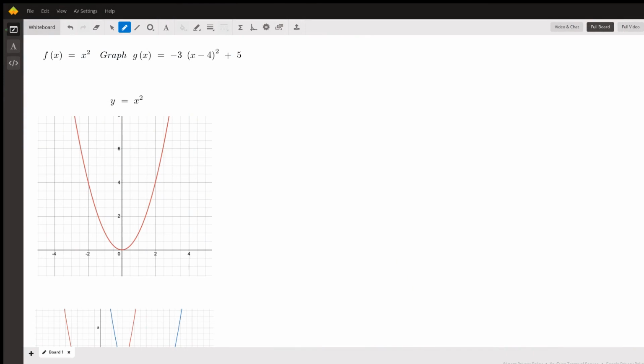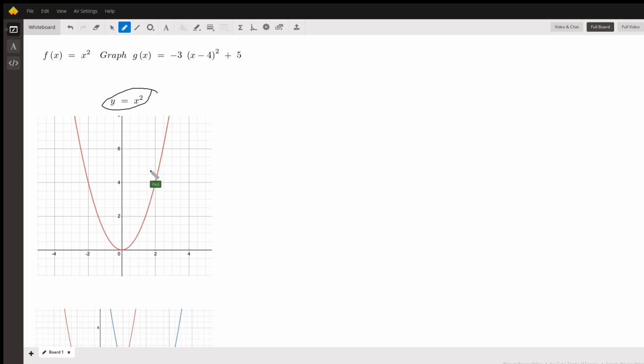So this question, they give you f of x is x squared, and they want you to make a graph of g of x equals -3 times the quantity x minus 4 squared plus 5. All right, so this is using transformations and the transformation rules. So we start with y equals x squared right here, and we have the nice graph here that I made on Desmos.